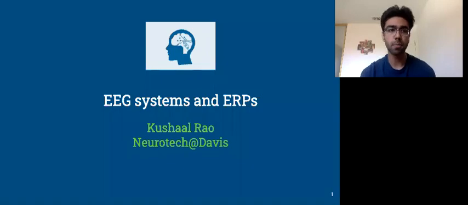All right, hey guys, this is our third module for the Intro to Neurotech course, and this third module is going to be about EEG systems and event-related potentials, also known as ERPs.